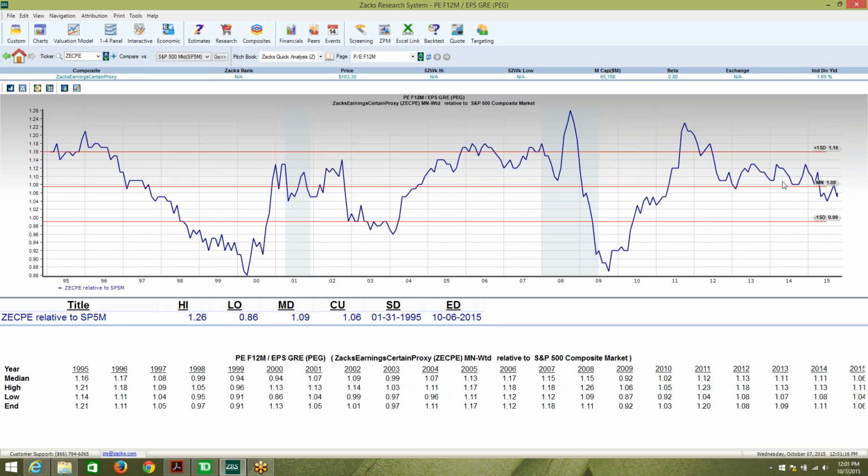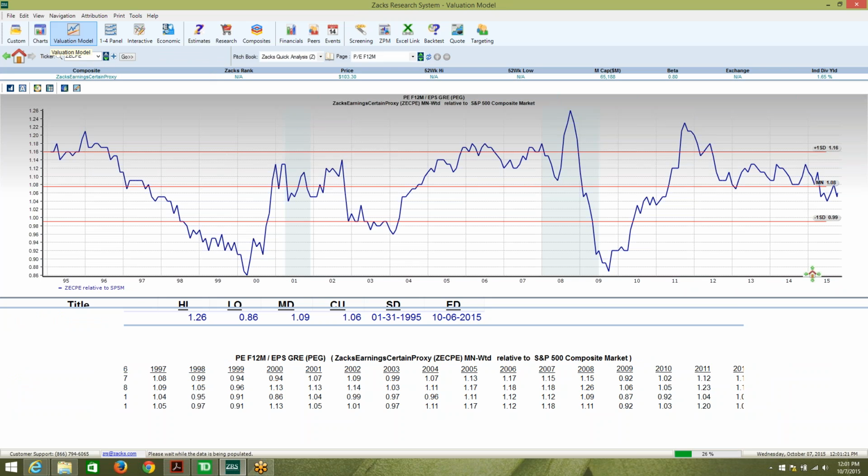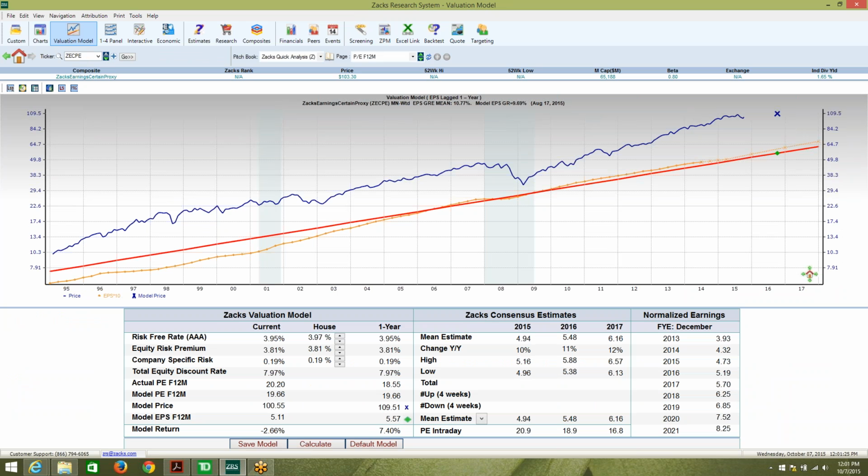The third benefit of Zacks Composites is the ability to utilize the Zacks Valuation Model framework to perform a deep dive into any composite's discounted earnings model derived intrinsic value, justified PE ratio, and market implied growth. Just as we can use this model to estimate an individual stock's intrinsic value based on forecast growth and the equity risk premium, we can do the same for an entire index like the Russell 1000, a sector like S&P 500 Energy, or your own portfolio, as what we're doing here for the Zacks Earnings Certain portfolio.